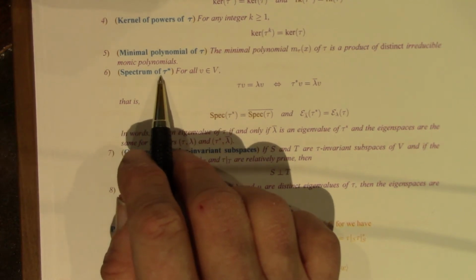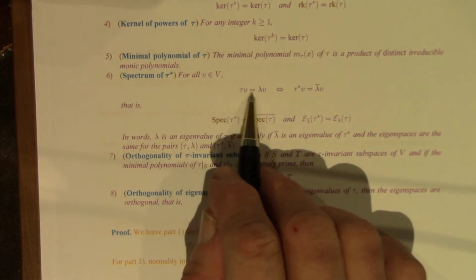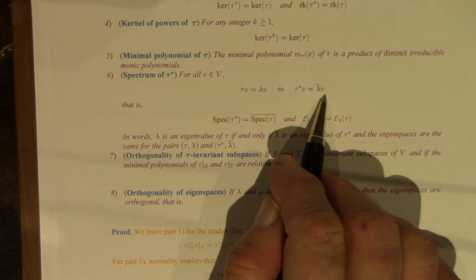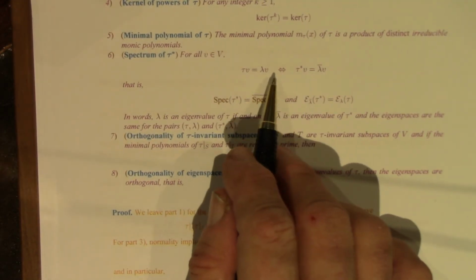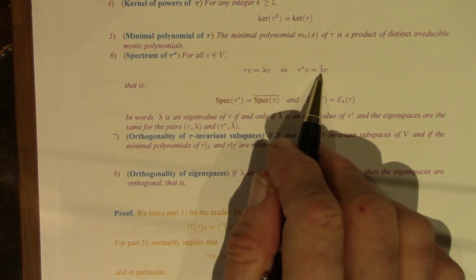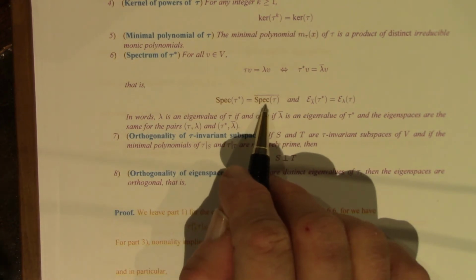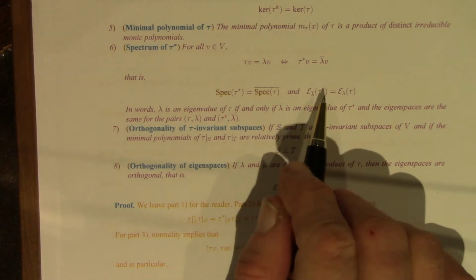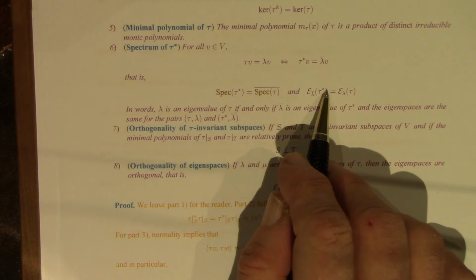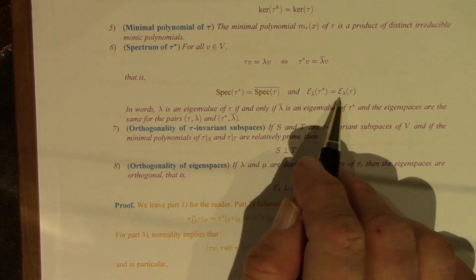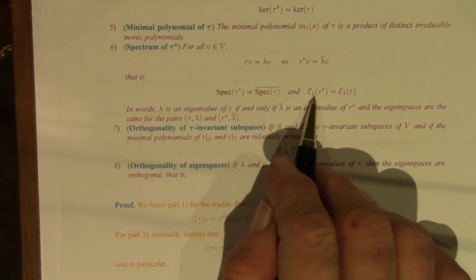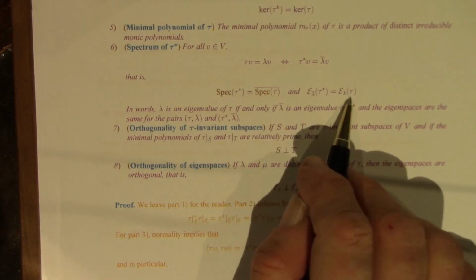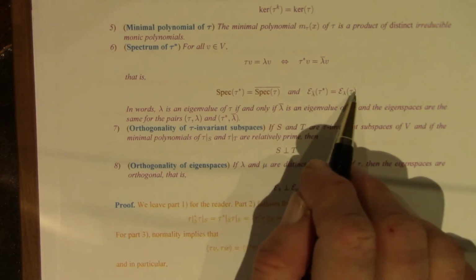As to the spectrum of tau star, when tau is normal, we have tau v equals lambda v if and only if tau star of v equals lambda bar v. Or put differently, the spectrum of tau star can be gotten from the spectrum of tau by just taking complex conjugates of all the eigenvalues. Also, the eigenspaces are the same. So this is the eigenspace for tau star associated with lambda bar, and this is the eigenspace of tau associated with lambda. Same eigenspaces, same eigenvectors then, for tau star with respect to lambda bar and tau with respect to lambda.